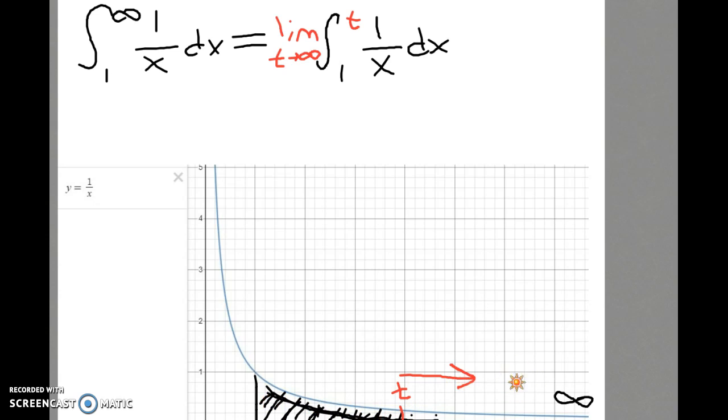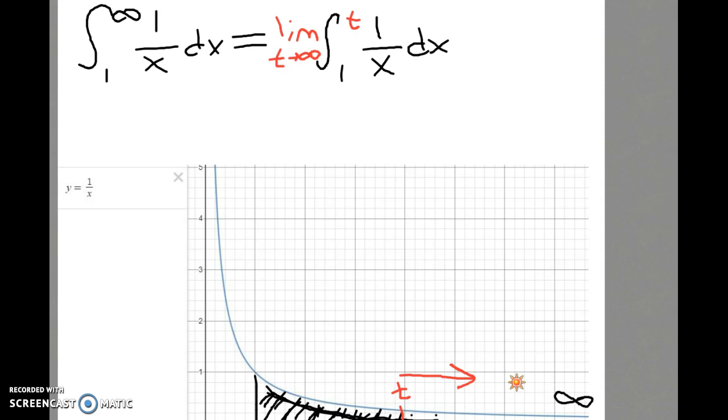And so in a table of those areas, you may see behavior like the area is 1, and then it's 2, and then it's 3, and it's just increasing without bound. In that case, we say the improper integral diverges. And I'll show you how we actually compute that in a minute.